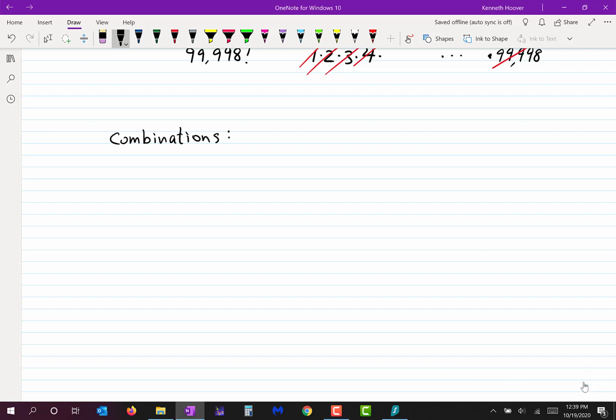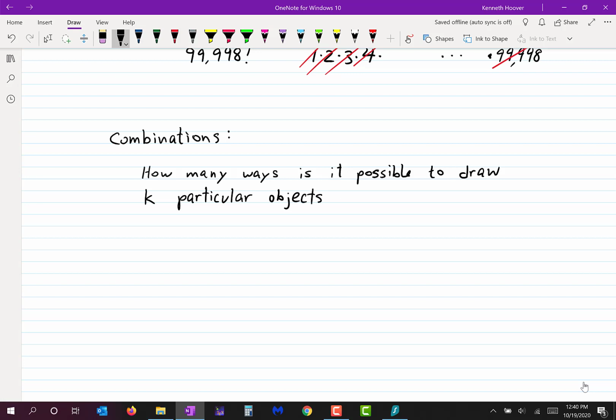So let's ask this question. How many ways is it possible to draw, let's say, k particular objects out of a group of n total objects.